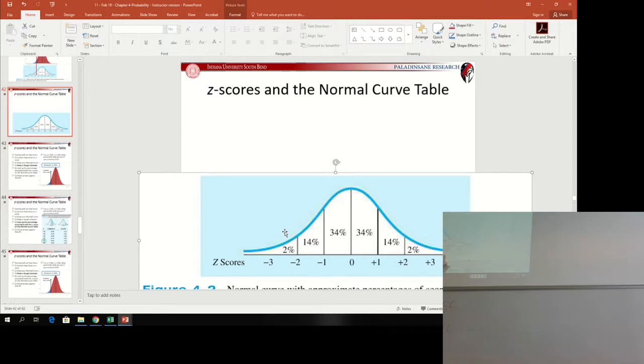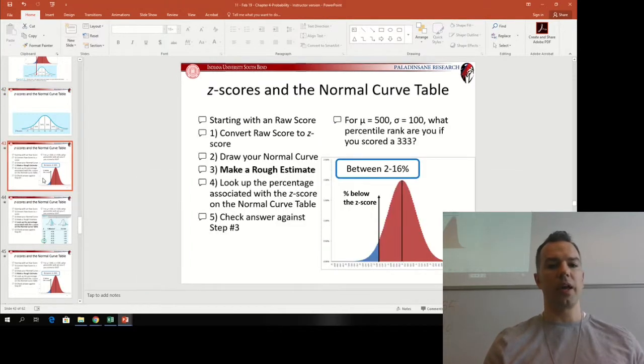Sorry, a Z-score of 2 is right about there. So it's not going to reach this far. So it's going to be less than 14 plus 34 plus 34 plus 14 plus 2, which is 98%. So we use that to make our estimate. The percentage that we're looking for, when we look it up in our table, should be between 84 and 98%. Again, you won't be asked to do that on the exam, but it is a good thing to do just to make sure that you're not looking at the wrong area.